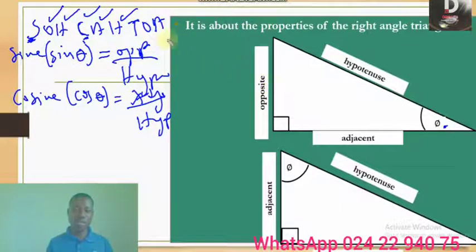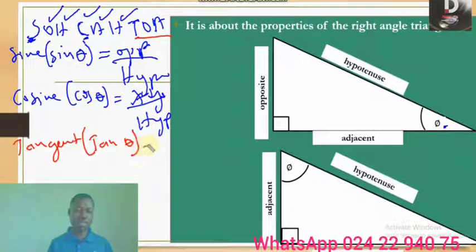Okay. The last but not least, third one is TOA. TOA is tangent, which is shortened as tan. So tan theta is equal to O, which stands for opposite, over A, which stands for adjacent. So it's the three dimensions you'll be using.